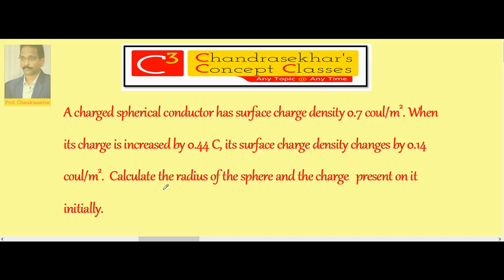So here we are taking a spherical conductor with surface charge density 0.7. The charge on the spherical conductor is increased and its surface charge density changes, whether it is an increasing change or a decreasing change. Whenever the charge increases, surface charge density must increase because sigma is directly proportional to q. So surface charge density increases by 0.14. Calculate the radius of the sphere and the charge present on it initially.